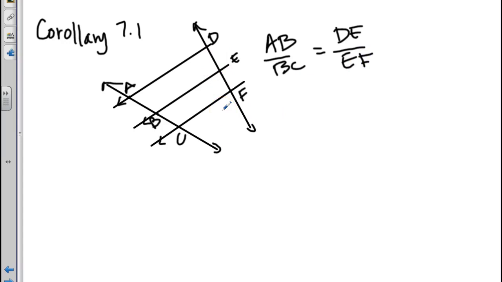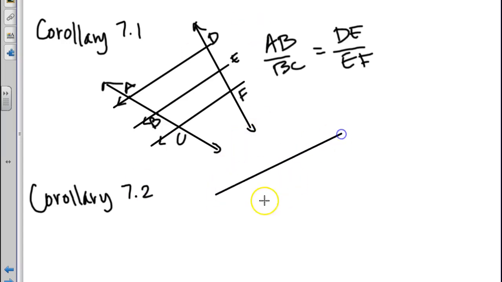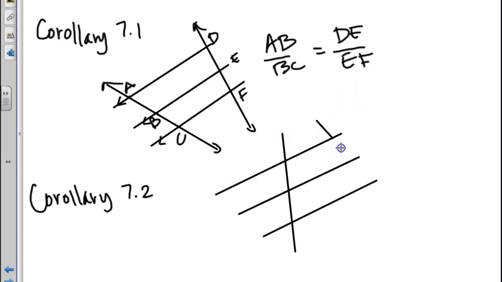All right, now there's another corollary, and it's 7.2. And it says if 3 or more parallel lines cut off congruent segments on one transversal, then they cut off congruent segments on every transversal, which means if I have parallel lines that are basically the same distance apart, right? So I draw parallel lines here and I have a transversal that cuts through, and I'll draw another one here.